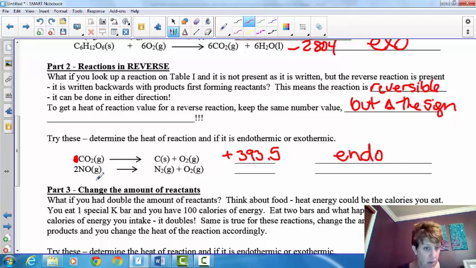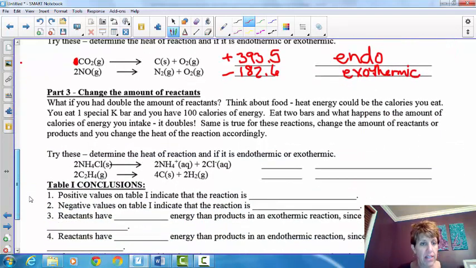All right, I find the next one. NO becomes N2 and O2. Oh, it's just a couple underneath that. And again, it's going in the reverse. So normally it's a positive 182.6. I'm going to make it a negative 182.6. And if it's negative, it is exothermic. It's releasing heat. All right, let's go down here.